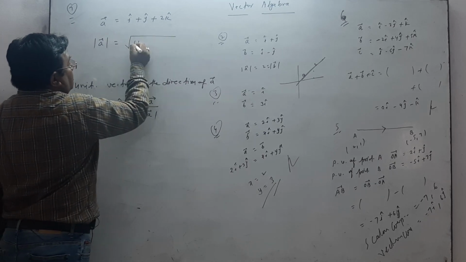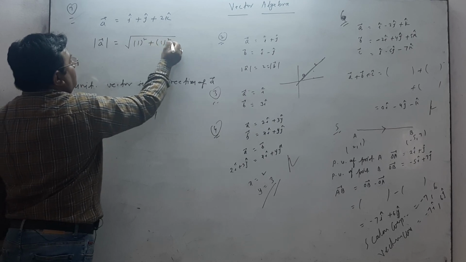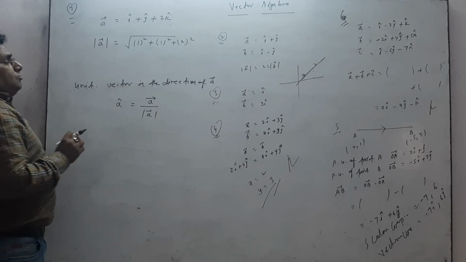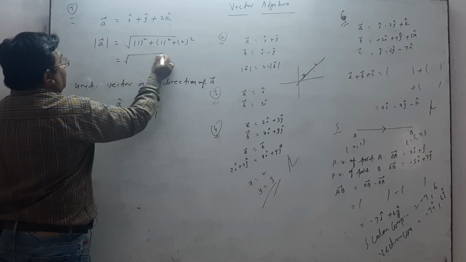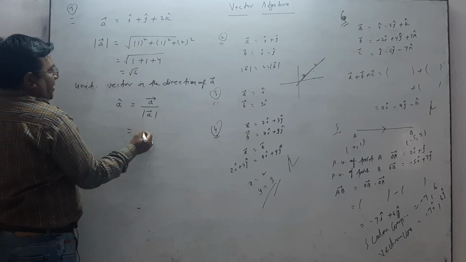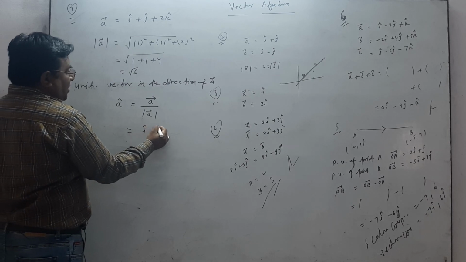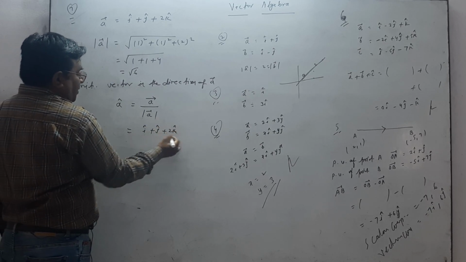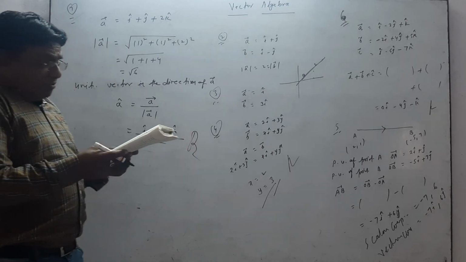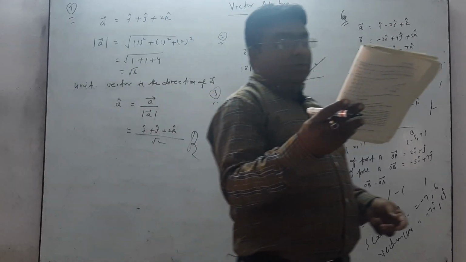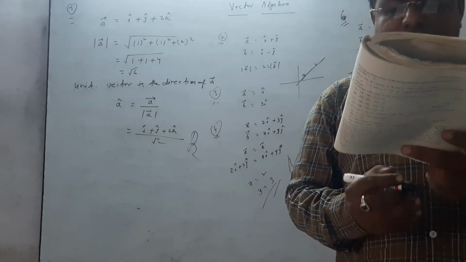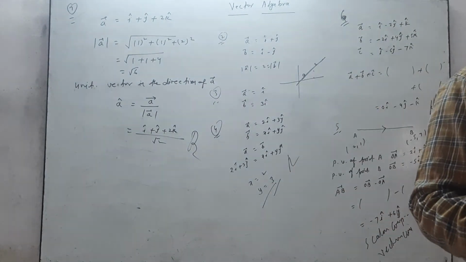Under root, square of 1 plus square of 1 plus square of 2. That means square of the coefficient of i cap, square of the coefficient of j cap and square of the coefficient of k cap. That means 1 plus 1 plus 4, that is root 6. Now substitute: vector A is i cap plus j cap plus 2k cap, and magnitude is root 6. This is the unit vector. So there are 3 to 4 questions on unit vectors, 7th, 8th, 9th, right, and 10th are unit vectors. So please students solve question number 1 to 10. Thank you.